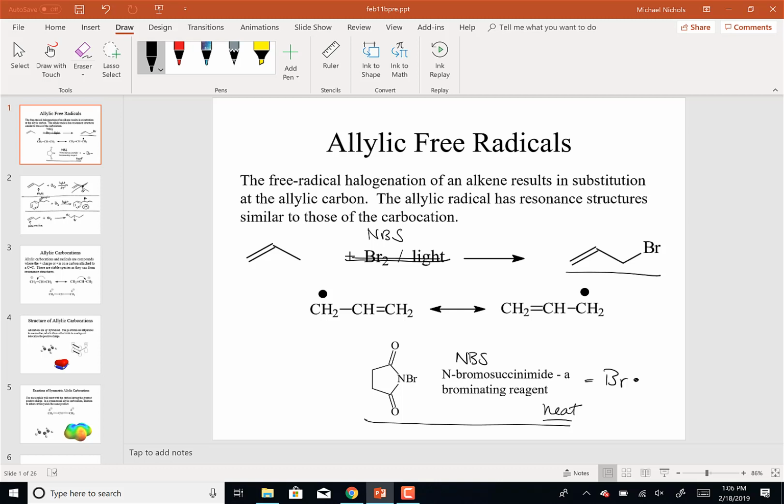Now you can use NBS with alkanes, but it would be the equivalent of light at room temperature, because you really can't do NBS at high temperatures. So that should be the end of chapter 18. And if you already finished up your problems, then you know that already.